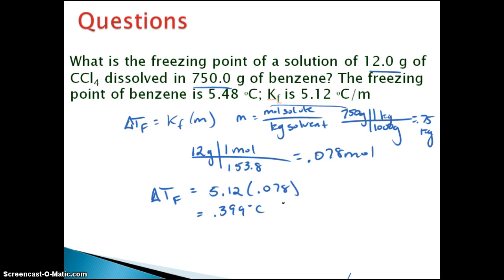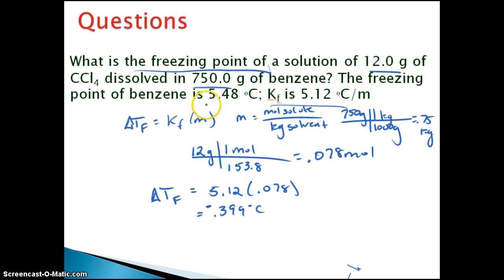Which is not a big change. And again, this is freezing point, so we know that freezing point gets depressed by a solute. Boiling point gets elevated, so this is a negative change. It's going to go down. And the question didn't ask what the change was. It actually asked what is the freezing point of the solution.